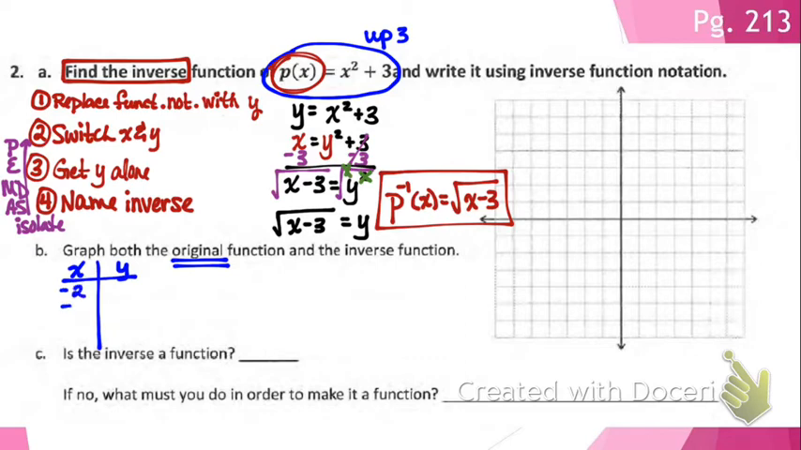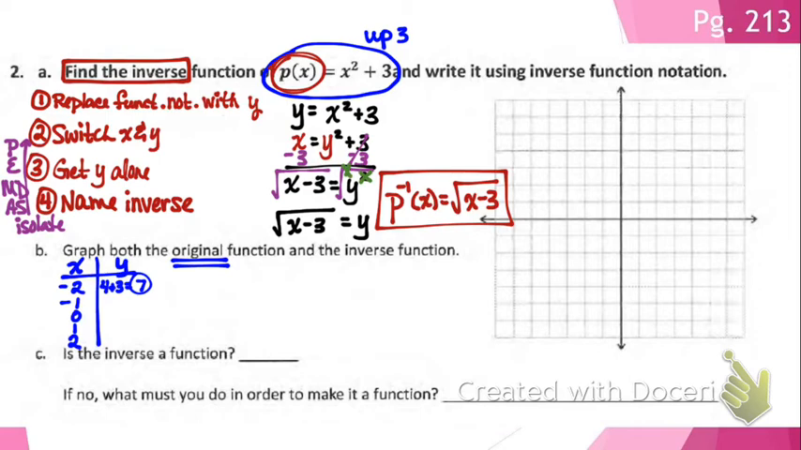Negative 2, negative 1, 0, 1, and 2. To find my y's, what are we going to do to those? Square them. And then because it's been shifted up 3, I need to not just square them, but add 3. So what is negative 2 times itself? 4. So I have 4 plus 3, which gives me 7.